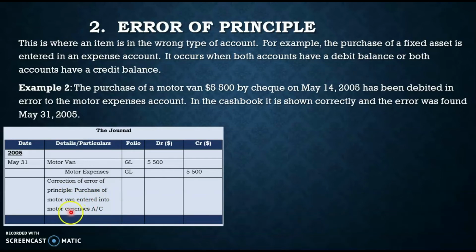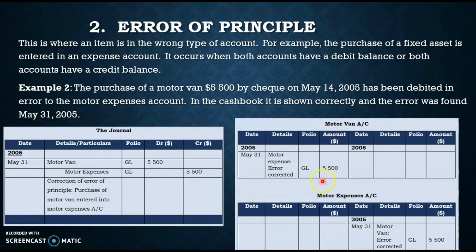Again, because motor expenses carries a debit balance, it wouldn't affect the trial balance total figure. However, it is incorrect. It's a wrong principle. It should have been placed in the fixed asset account, but instead it was placed in the motor expense. So to take it out, we'll debit the right account and credit motor expense to remove it from motor expense and have it in the right account.